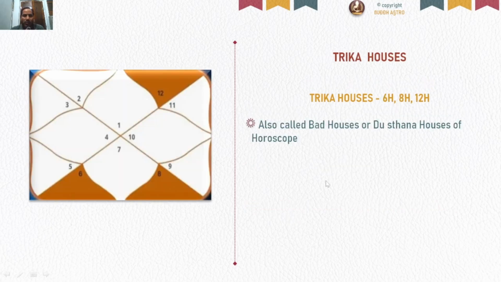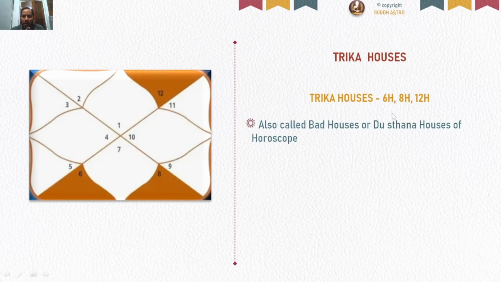Let's see Trik houses. These houses are the most bad houses you can say in any horoscope. These are known as Trika houses. Trika means group of three. The first Trik house will be the sixth house, if you count from the Lagna, because Lagna will be the first house. Then the eighth house, and then the 12th house. So we can say that in any horoscope, the sixth house, eighth house, and 12th house will be the most inauspicious houses or most bad houses in any horoscope.